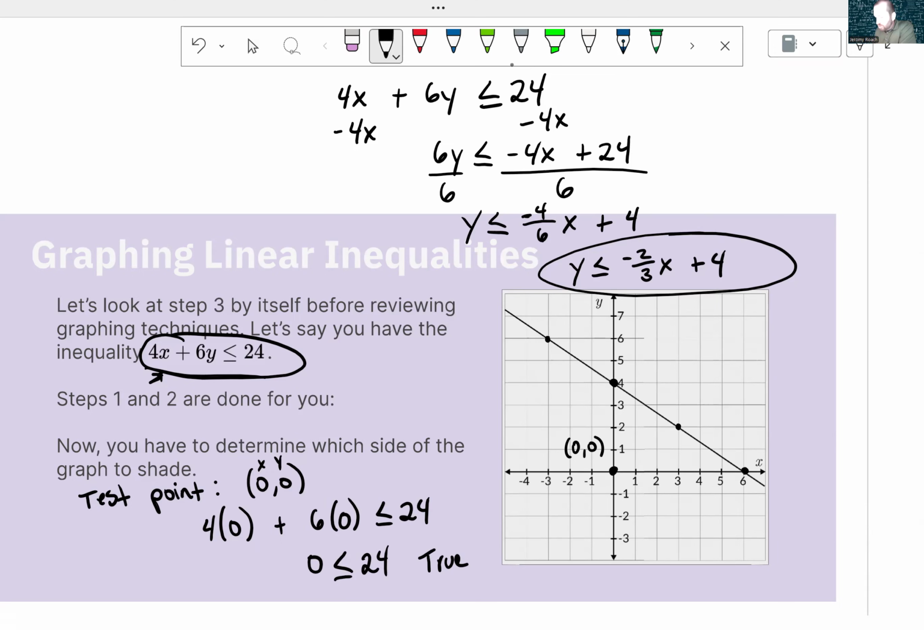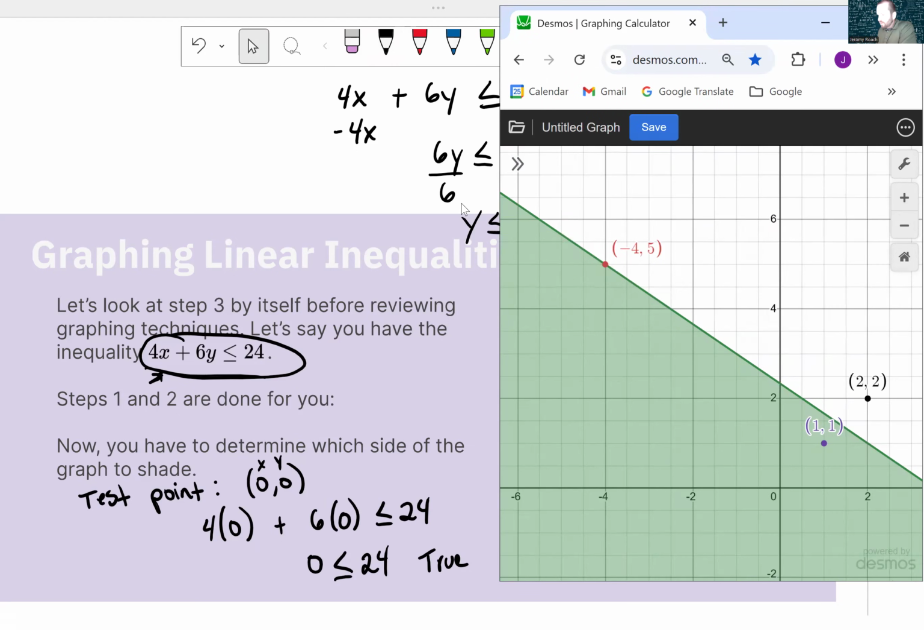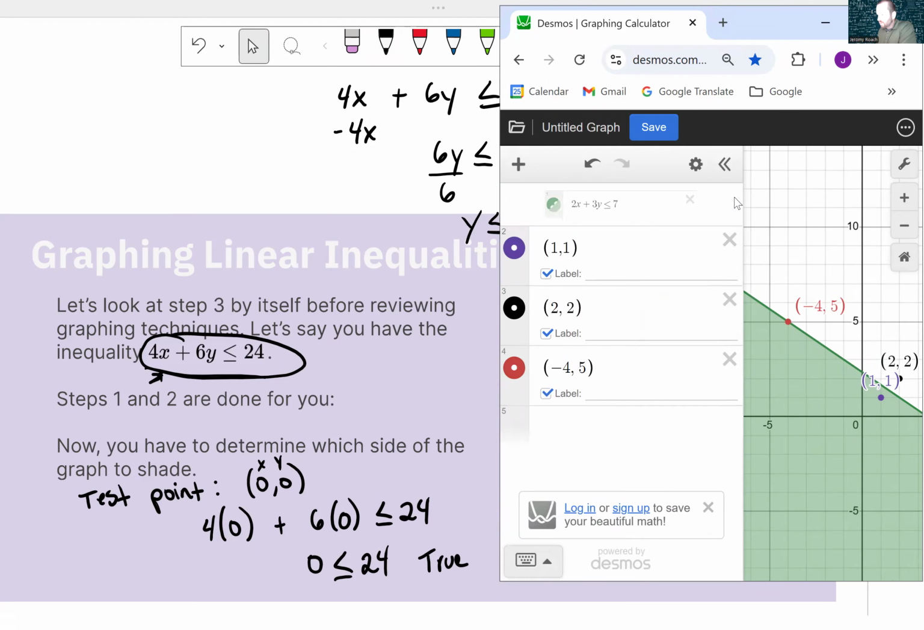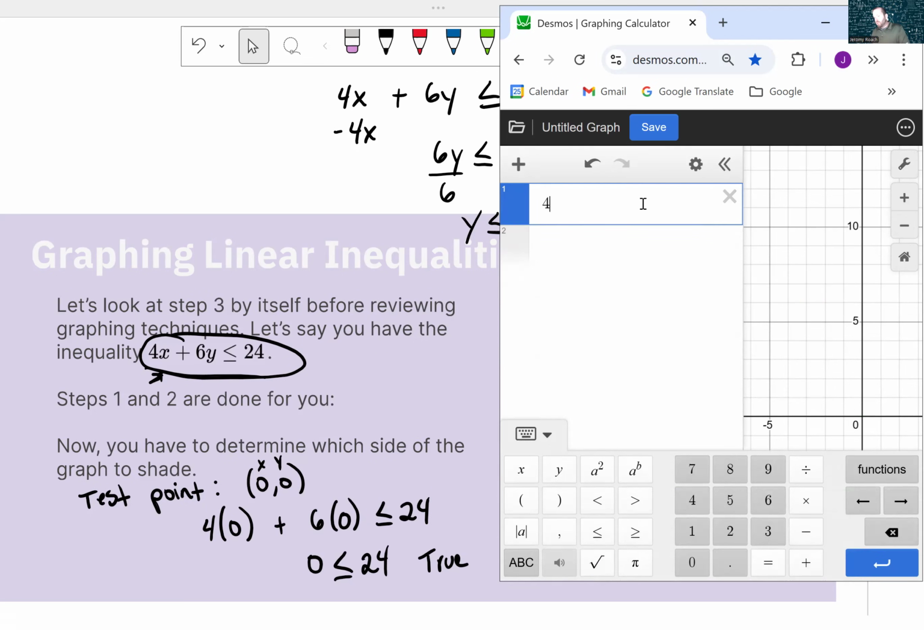So because that's true, 0, 0 is on this side of the line, so we're going to shade everything on this side of the line. Now, again, if you look at Desmos and you think this is way faster to do on Desmos, you can definitely use Desmos. So we would just type 4x plus 6y and click the keyboard down here, less than or equal to 24.